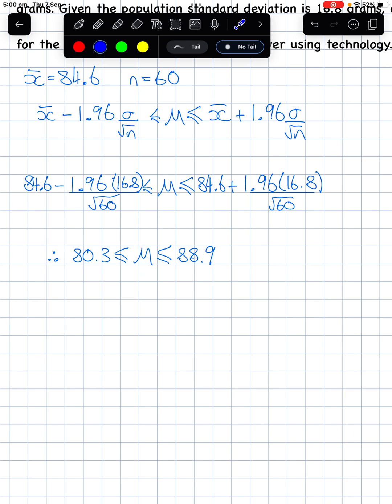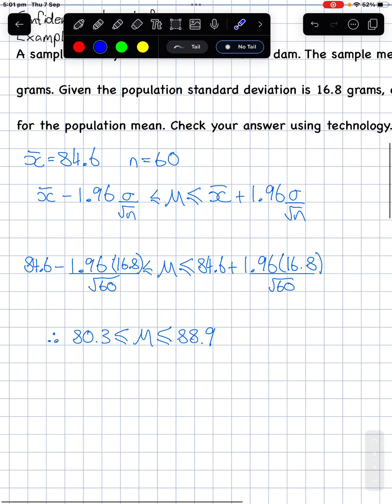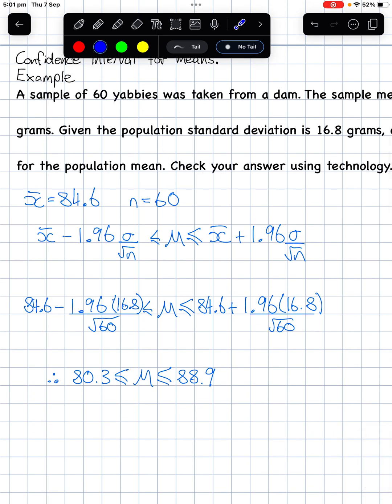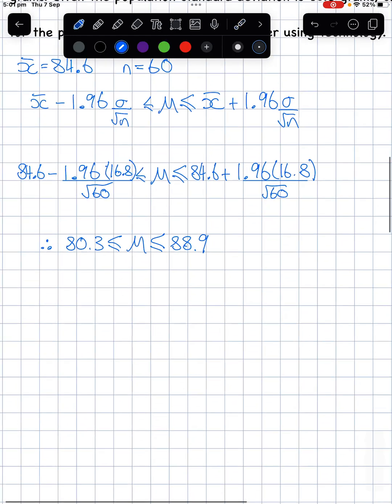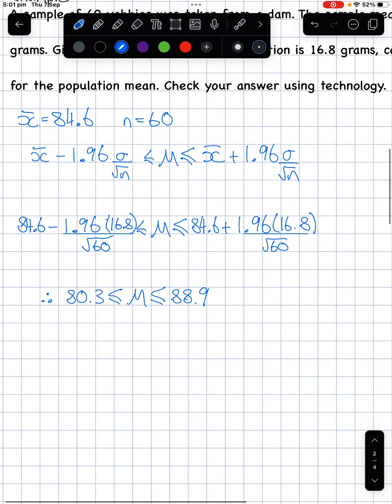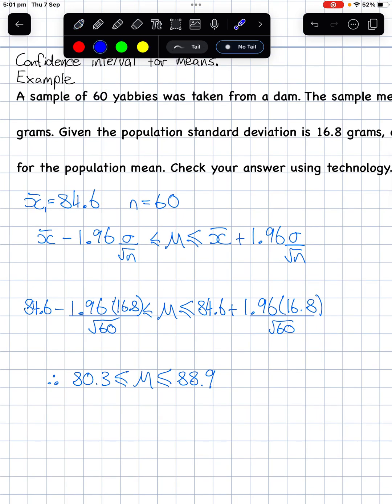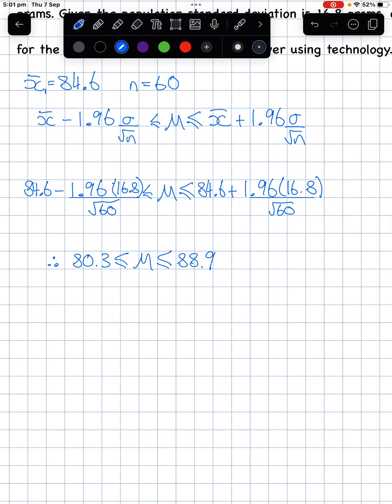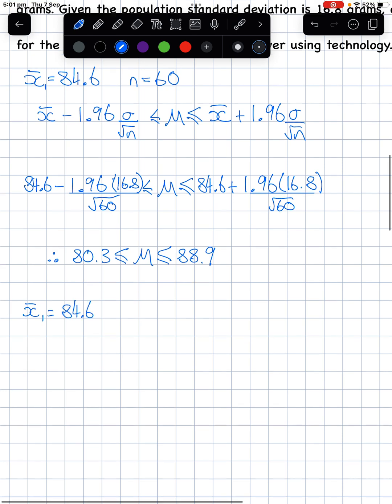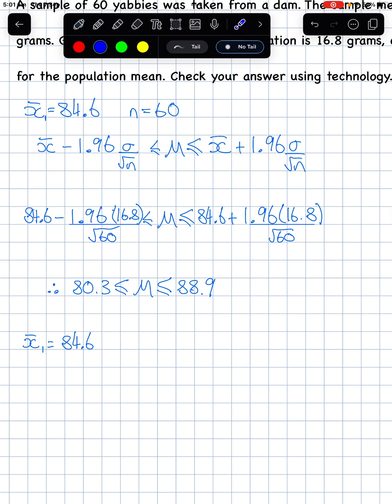Now, what we need to actually consider here is that this is one sample. Okay, so we've done a sample, and realistically, this could be x1, and that one sample is 60 yabbies. We got our first sample mean of 84.6, and we build our confidence interval out from this. So each time we're doing samples of 60 trials.